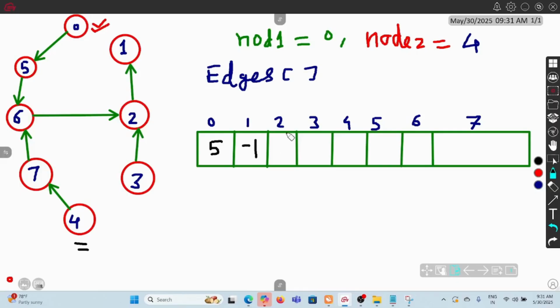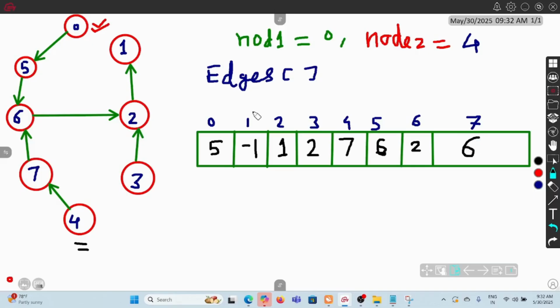Now come to node 2, it has an outgoing edge to 1, right? So we will write here 1. So edges are interpreted in this way. Now 3 is connected to 2, so we are writing here 2. 4 is connected to 7, so we will write here 7. 5 is connected to 6, so we will write 6. 6 is connected to 2, so let's write here 2. And similarly 7 is connected to only 6, so we will write down 6.